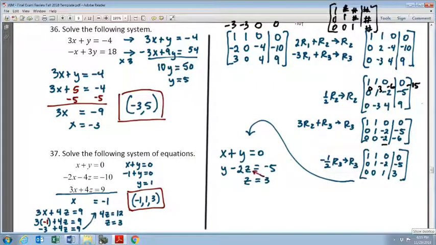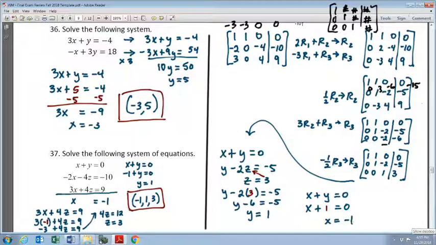So we can go ahead and substitute here into that equation, and we'll be able to solve for y. So y minus 6 equals negative 5. We'll add 6 to both sides, and we get 1. So we know that z is 3 and y is 1. Let's go ahead and plug 1 into that first equation, and you can see that x is going to be negative 1. So we get the same answer, but you can certainly see that this was a lot more work. Let's go ahead and move on to 38.